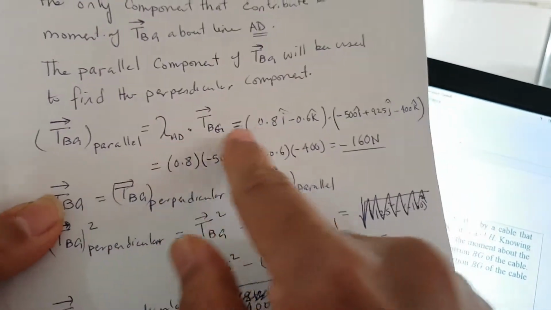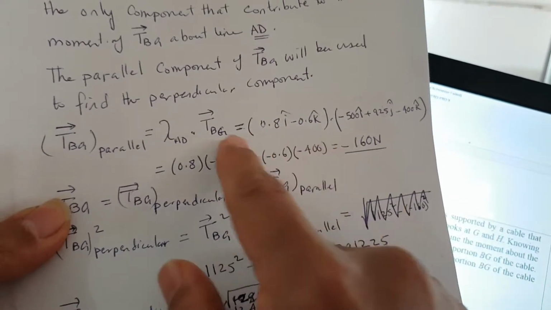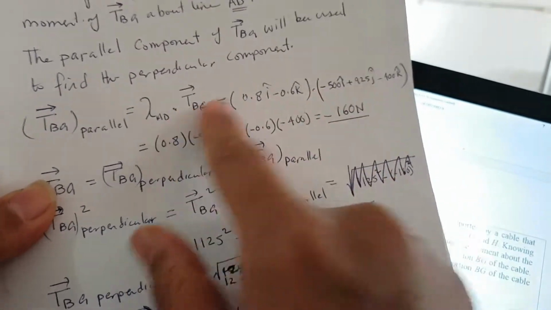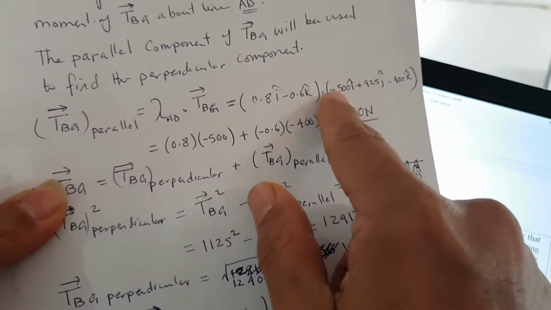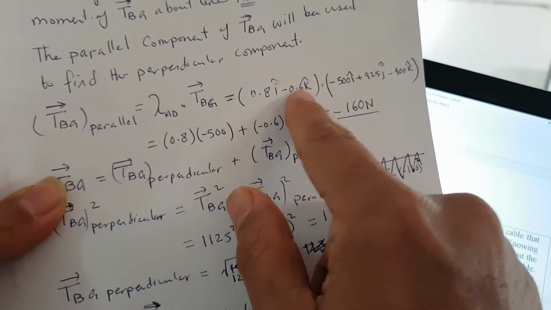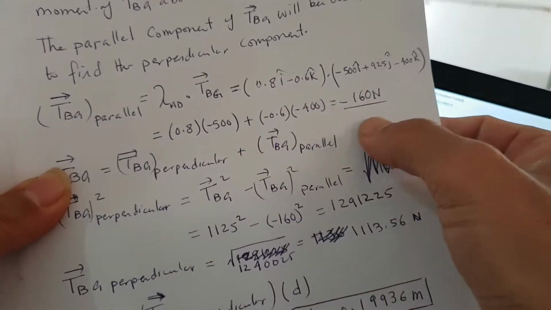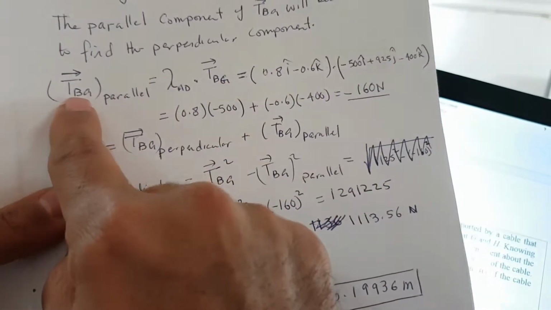So lambda AD is 0.8I minus 0.6K. TBG, we know it. So here there is a dot product. So what do we do? 0.8 times this plus minus 0.6 times minus 400. It's minus 160. Okay. Now we found TBG parallel.